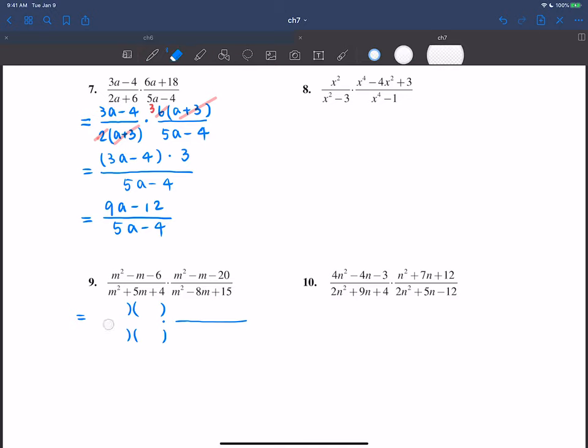I think I need more space for this one. Let me redo everything. All right, let's do grouping symbols.